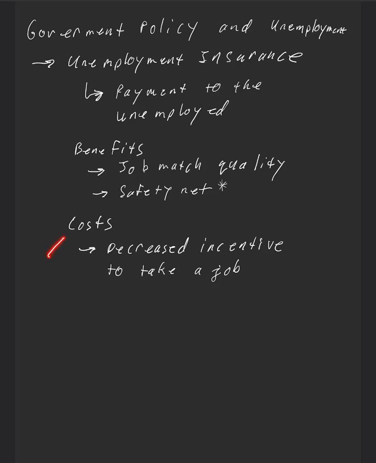Okay, naturally there are costs as well, and the main thing is that there's decreased incentive to take a job. If I'm getting unemployment benefits, I'm getting paid to do nothing. When a job comes along, it's not the perfect fit, so I think, okay, well, I'm going to wait for a better job match, higher pay, a job that I like more. I'll have less incentive to take that job. I'll stay unemployed longer, which of course is obviously bad for me and bad for the economy.